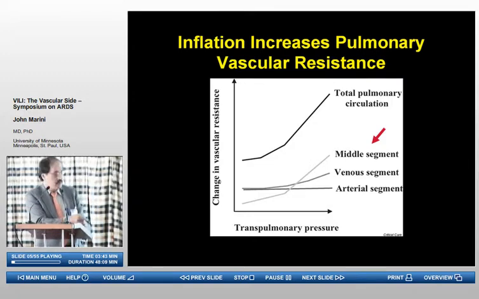Most of the resistance change that occurs as we increase lung volume, with transpulmonary pressure on the horizontal axis and change in vascular resistance on the vertical axis, is not in the arterial segment, and it's not in the venous segment. It's in the middle segment of the circulation, very nearby the capillaries, the precapillaries, and the postcapillary environments. And that's rather important to keep in mind as you interpret the rest of what I say.